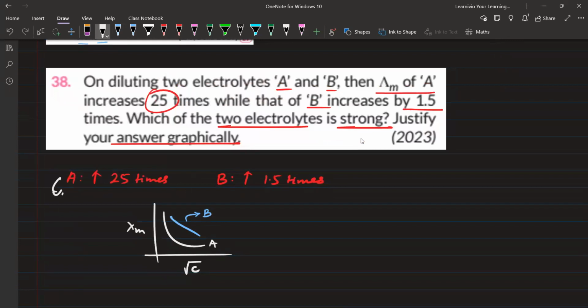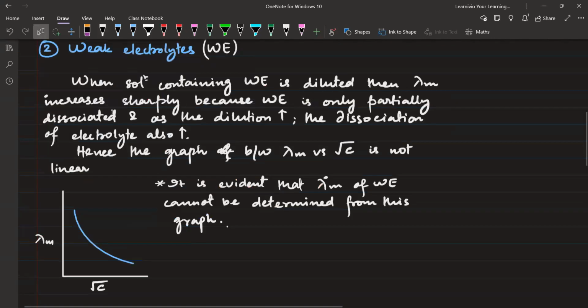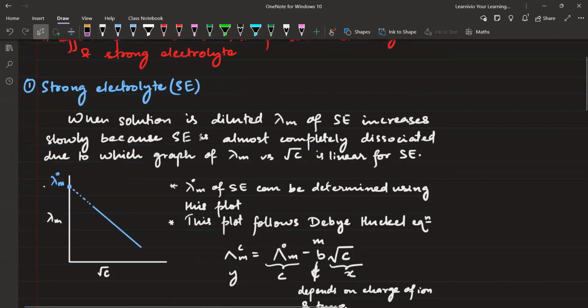So A is going to be what? Weak electrolyte. B is going to be strong electrolyte. And the reason, since we don't have notes here, you will write this part. Okay, when weak electrolyte is diluted, lambda increases sharply because weak electrolyte is only partially dissociated, and as the dilution increases, dissociation of electrolyte also increases. Also write because strong electrolyte is almost completely dissociated, due to which the graph of lambda m is linear for strong electrolyte.